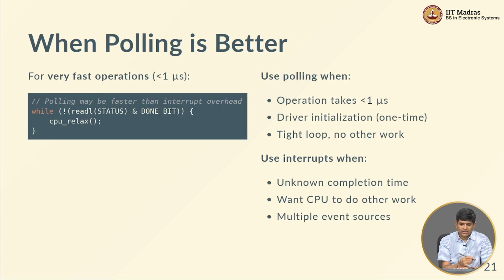So essentially, when you have very fast operations, of course I have once again put in a number like 1 microsecond over here, but as I said, this depends on the system frequency, the interrupt frequency. But if it is fast, in other words, there are many of these events happening relative to how fast your processor runs, polling might actually be faster, right.